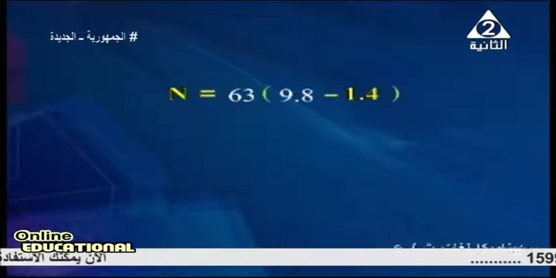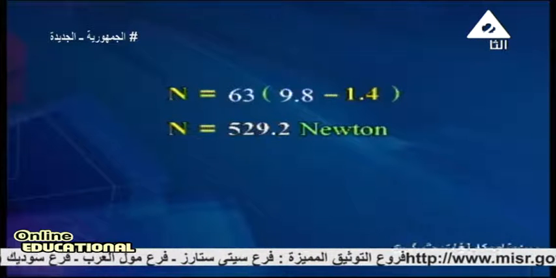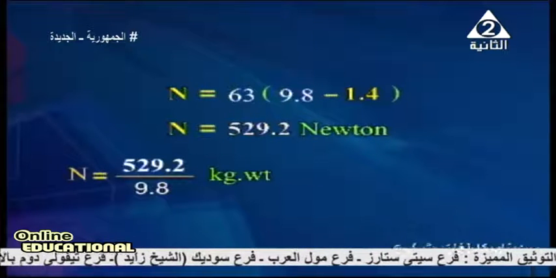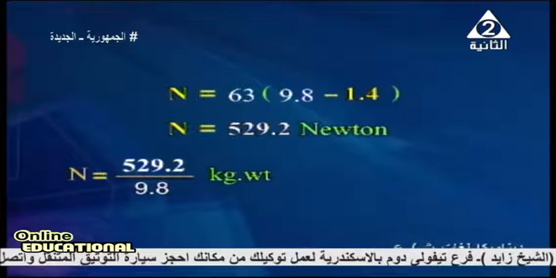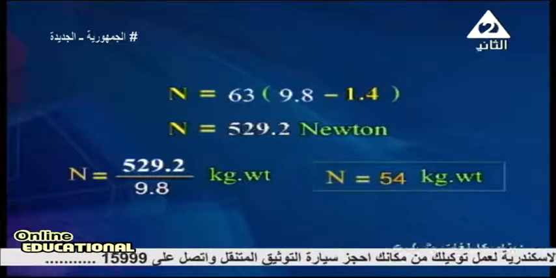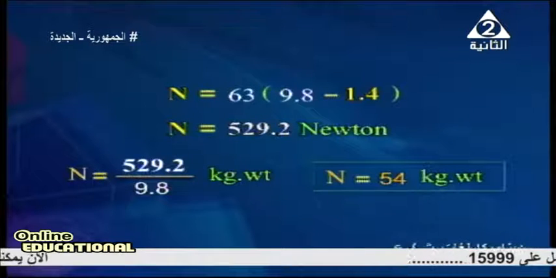We can take 63 as a common factor in the right hand side. Then N equals 63 multiplied by the bracket 9.8 minus 1.4. Then N equals 529.2 Newton, or N equals 529.2 over 9.8 kilogram weight. Then the pressure N equals 54 kilogram weight.